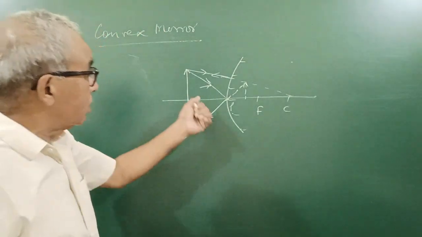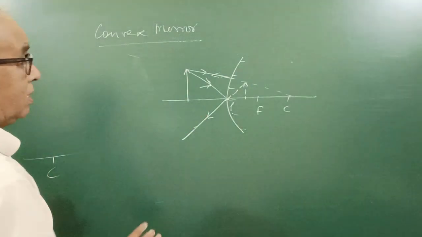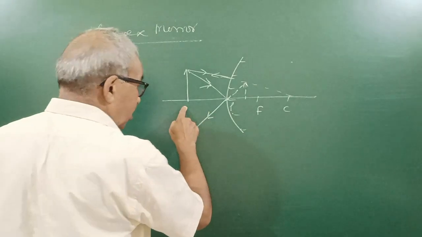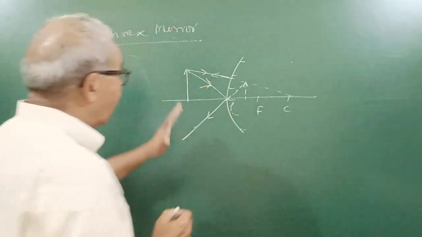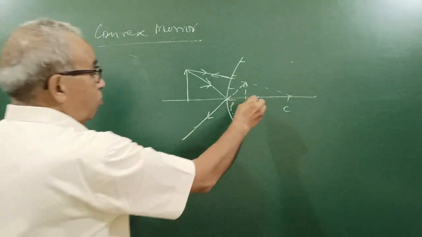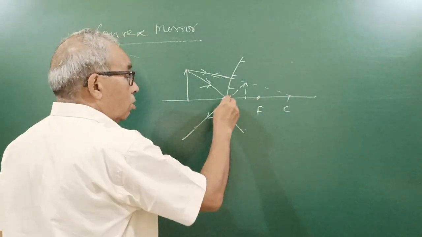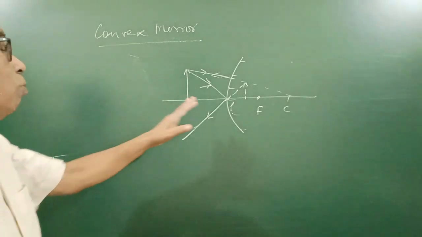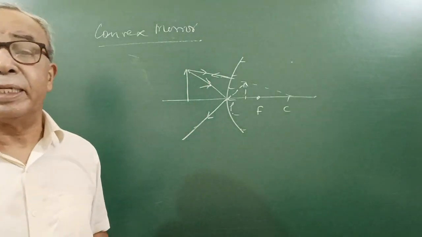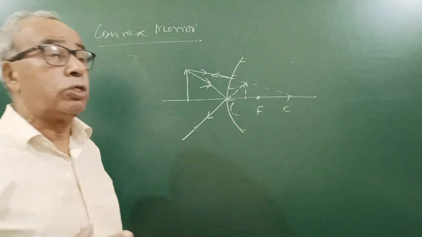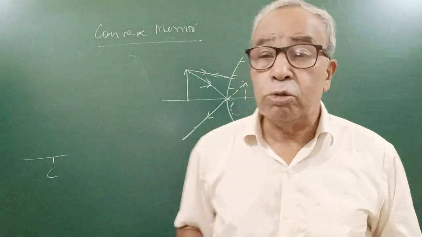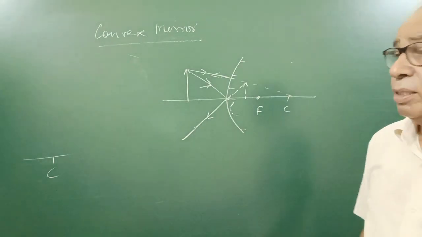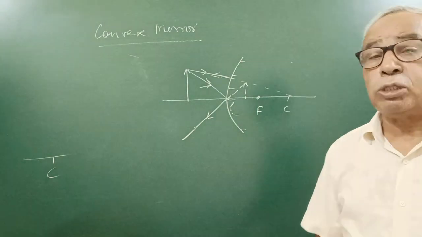And if we make the object move away from the mirror, the image shifts toward the focus, and finally when the object is at infinity, the image will be at the focus. So in case of a convex mirror, the image will always lie between pole and focus, not more than that. And we use this fact in using this mirror as a mirror in vehicles to see the rear view.